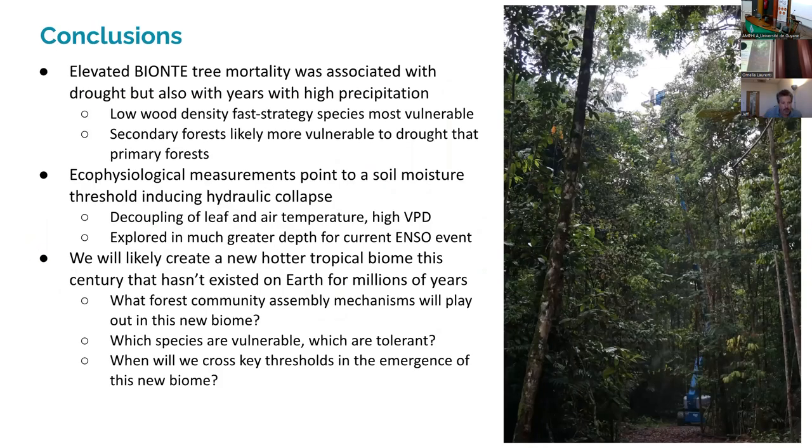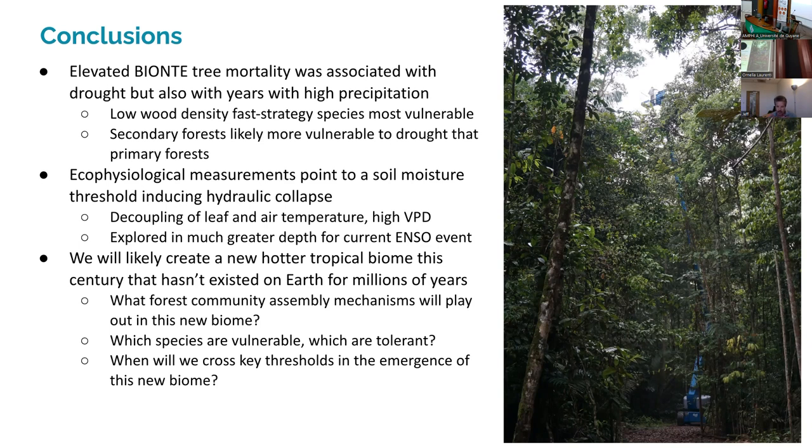So to wrap things up here, elevated tree mortality at the Beyonce experiment was associated with drought, but also years with high precipitation. The low wood density fast strategy species were the most vulnerable. And this also indicates that secondary forests are likely to be more vulnerable to drought than primary forests.